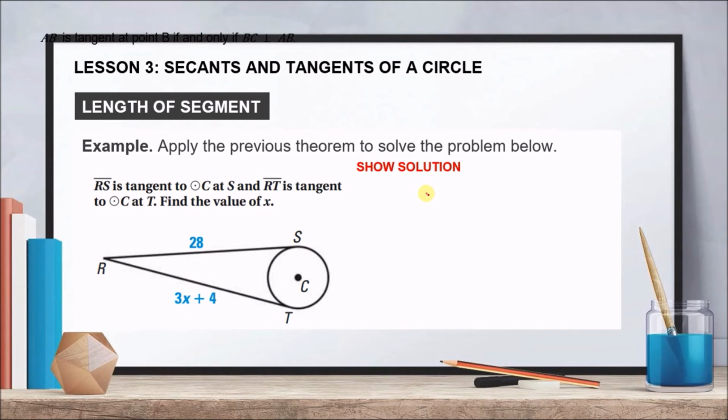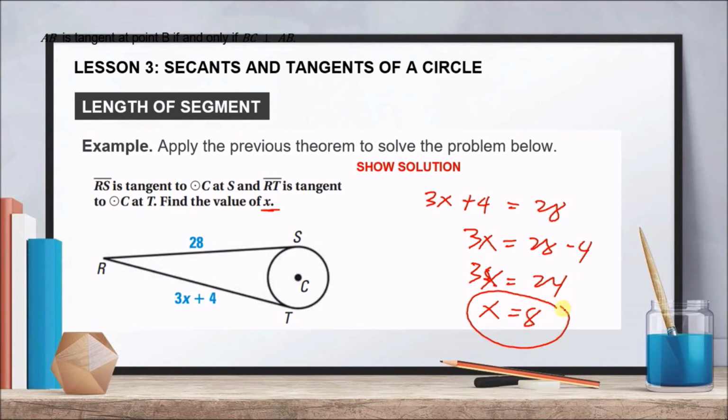And maaari nating i-represent na yung 3x plus 4 ay equal sa 28. Kaya kung isa-solve natin ang x, magkakaroon tayo ng 3x is equal to 28 minus 4, hanggang sa magiging 3x is equal to 24, hanggang sa ang ating x ay equal to 8 by dividing both sides by 3.